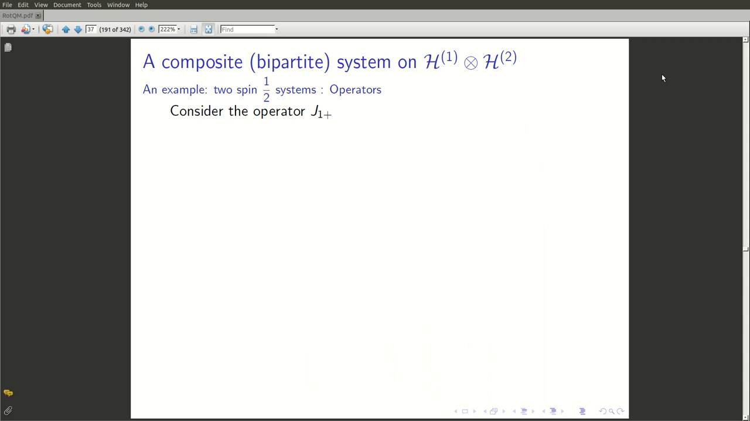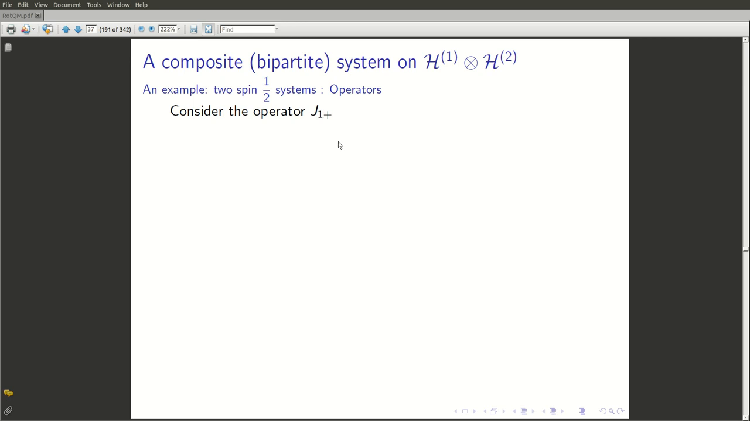Let us now go on to talk about operators on this particular composite system made out of two spin-half systems. Let us in particular consider the operator J1 plus. There is no real reason for picking on this particular operator. Any other operator could have done, but this is just an example we are looking at. Of course, J1 plus is an operator which acts on H1, as evidenced by the 1 in the suffix here.